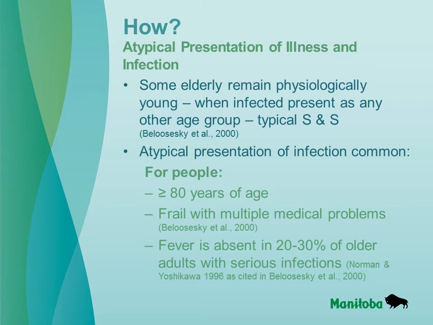Aging changes vary from one person to another. Some elderly remain physiologically young and when an infection develops, present with typical signs and symptoms. However, atypical presentation of infection is common for people who are 80 years of age and over, who are frail and suffering from multiple medical problems. Fever is absent in 20 to 30% of older adults with serious illness. Unfortunately, this often results in delays in diagnosis and poor outcomes.